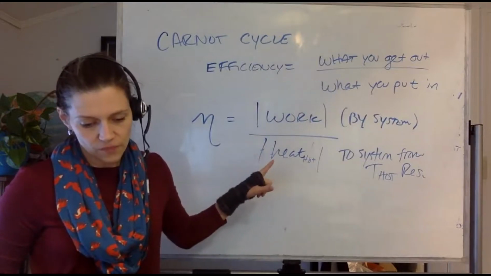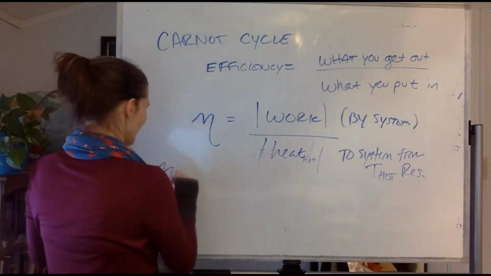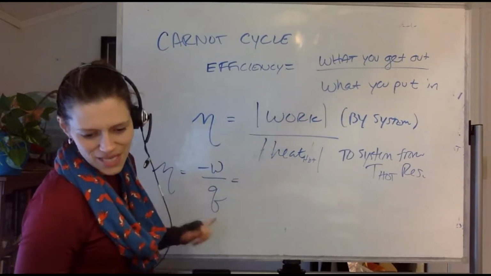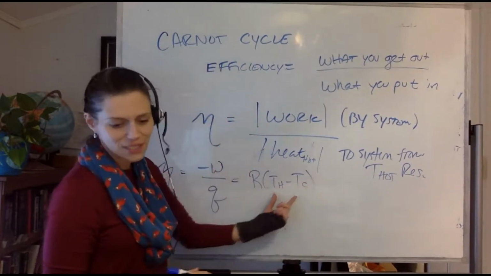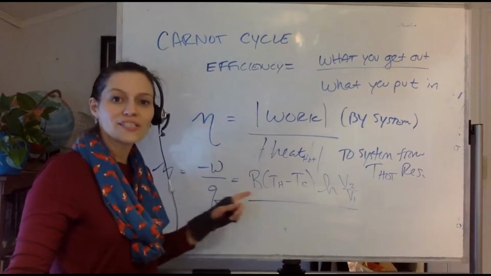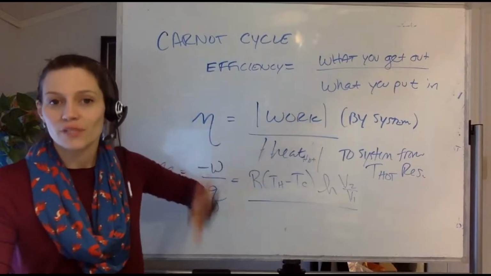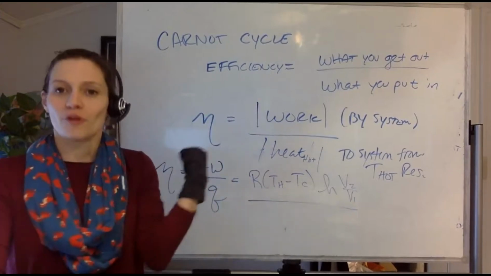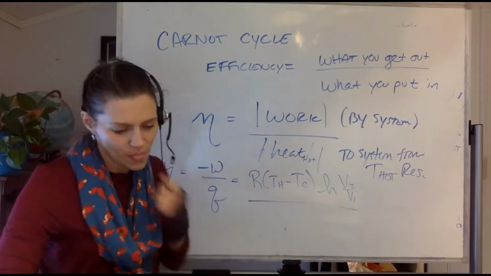And what we can do then is, and actually I'm not going to show you the steps. Well, it's a video. I can totally show you the steps. So eta is equal to minus W over Q. And so the work done by the system in this case is going to be R times T H minus T C, the difference in the temperatures, log V2 over V1. So this work comes from adding up all of the different works associated with the overall cycle that the system has done. So work 1 plus work 2 plus work 3 plus work 4 from the cycle that I just showed you, you add all those up, and this is where you get this relationship.